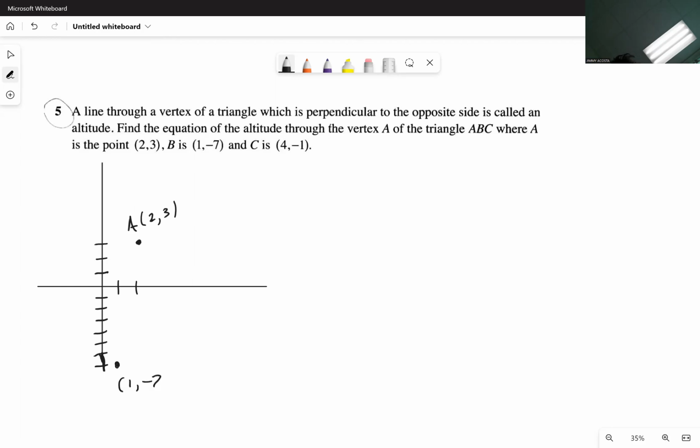So look, this is what I'm saying. When I'm looking at your paper and I don't see you graph anything, I'm like, yo, come on. I would graph it. So give yourself space to work on. And then (4, -1). So this one is B. And then we have (4, -1), and so this is C.